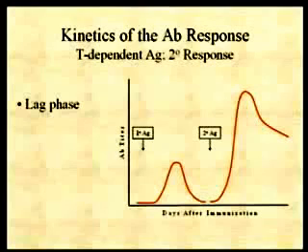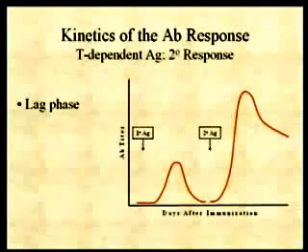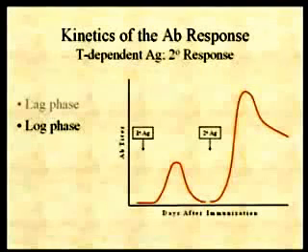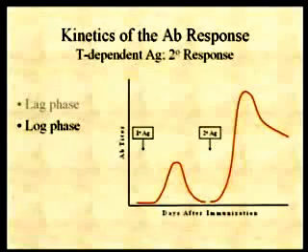There is a lag phase in the secondary response, but it's much shorter. Now, instead of taking a week to 10 days, it's going to take just 3 or 4 days. It's going to be a much shorter lag phase. There is a log phase, but now the titers of antibody that you achieve are much, much higher than you get after a primary response. So you get much higher titers of antibody.